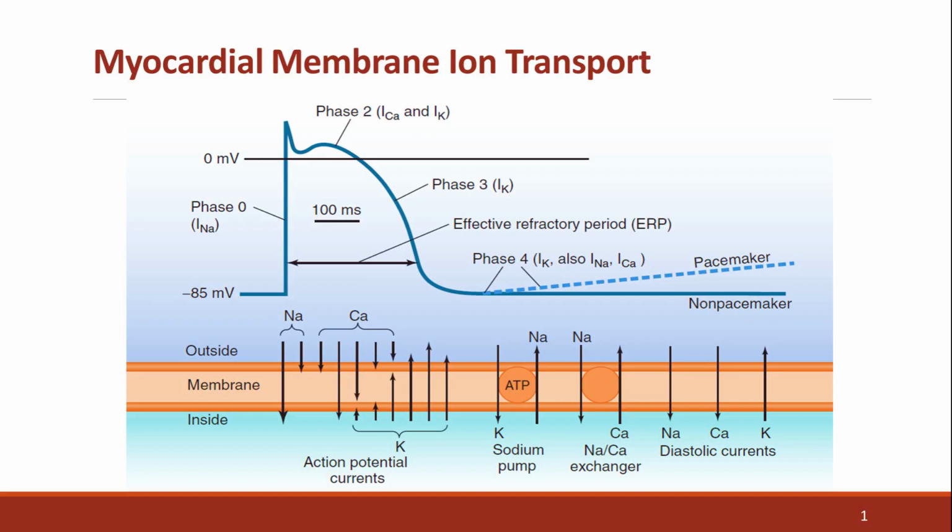When sodium ions rush into the cell, the membrane potential becomes less negative, initiating depolarization. Potassium, on the other hand, moves out of the cell, driving repolarization. Calcium channels also play a critical role, especially in maintaining the duration of the cardiac action potential. These channels open more slowly than sodium channels, which gives cardiac muscle its distinctive electrical behavior.